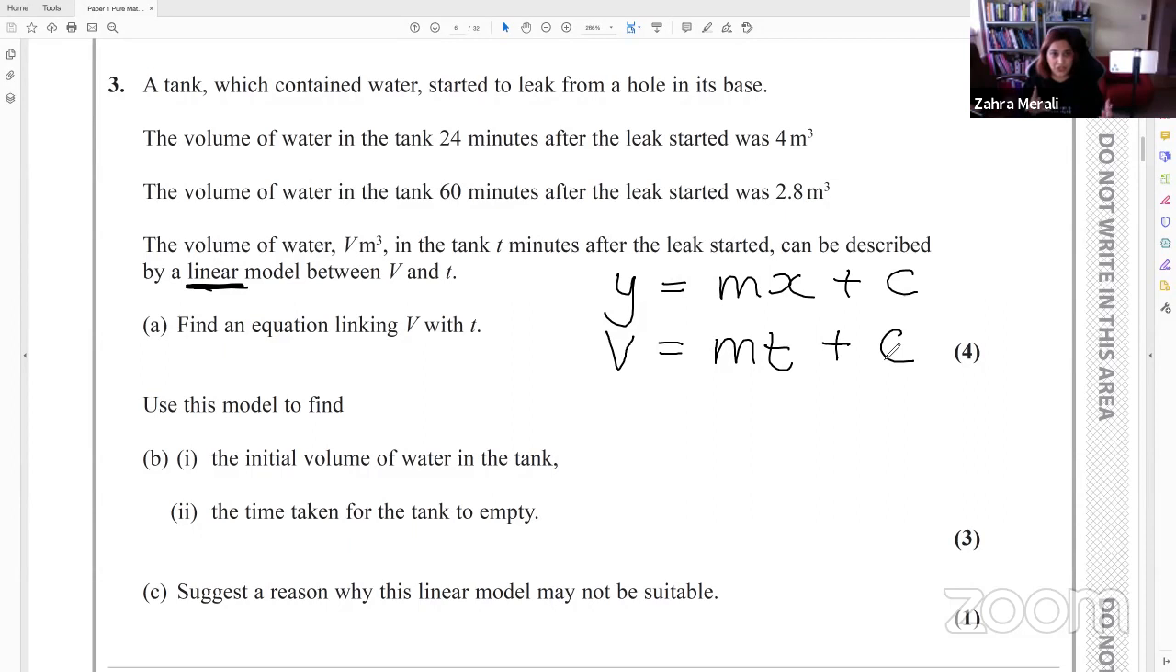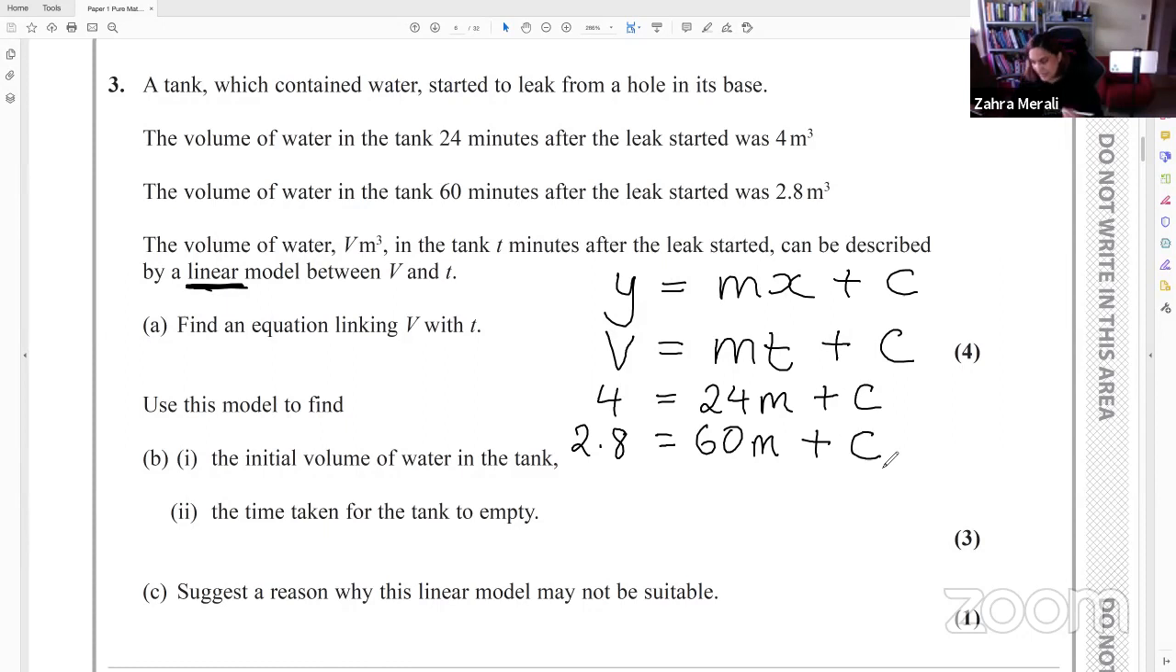And if you have a look at the question, you've got enough information, because you know when v is 4, t is 24. So we can plug that in. So we can say 4 equals 24m plus c. And we know when v is 2.8, t is 60. So we've got 2.8 equals 60m plus c. And you can solve those simultaneously.